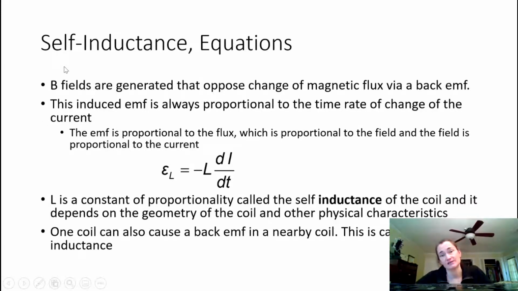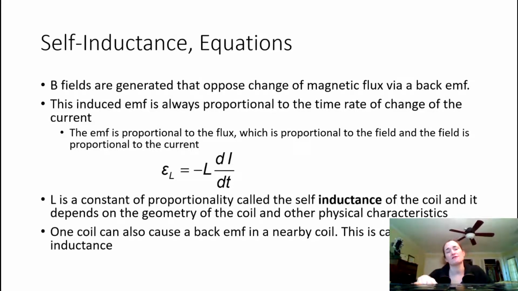So since there is such a thing as back EMF that opposes change, then there is self-inductance and mutual inductance, and that's how we create inductors in a circuit. So B fields are generated that oppose change of magnetic flux via a back EMF, and this induced or back EMF is always proportional to the time rate of change in the current. So your back EMF is stronger when you have a higher time rate of change of your current. So you can call this back EMF that's generated minus L di dt, okay, where L is the self-inductance of the object. It depends on the geometry and other physical characteristics like the number of turns.